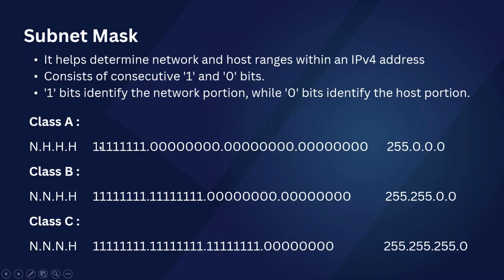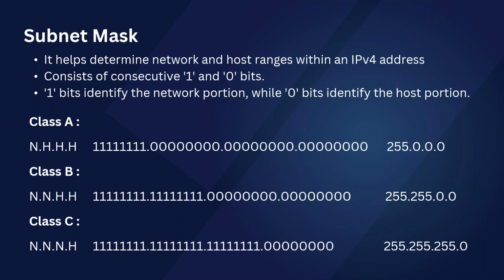We humans can easily understand each difference in class with the network and host portions. We define class A with one network portion and three host portions, class B with two network portions and two host portions, and class C with three network portions and one host portion. But how does a computer differentiate that? How does a computer know which portion is the network portion and which portion is the host portion?